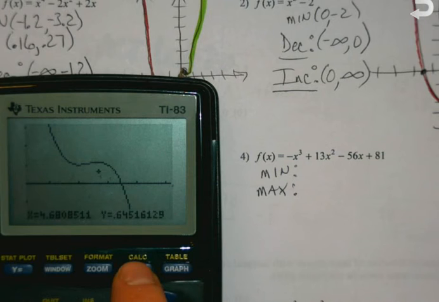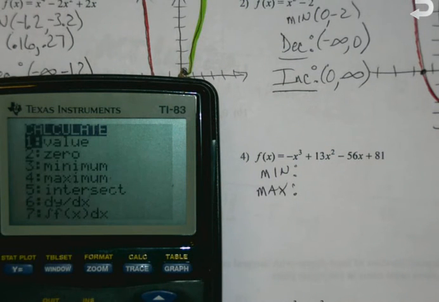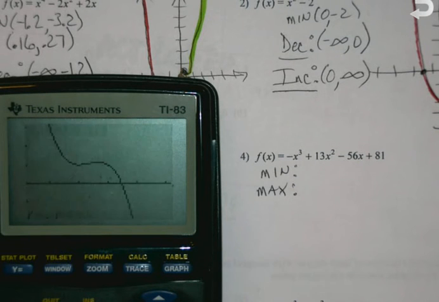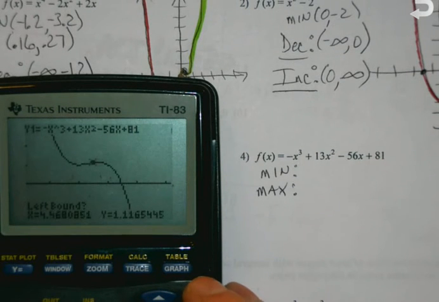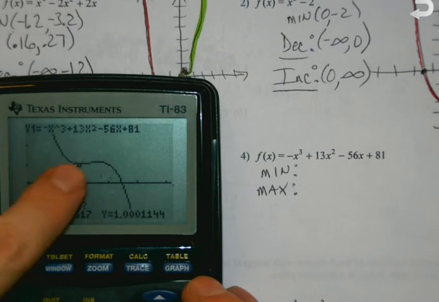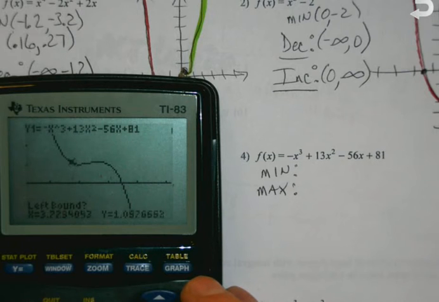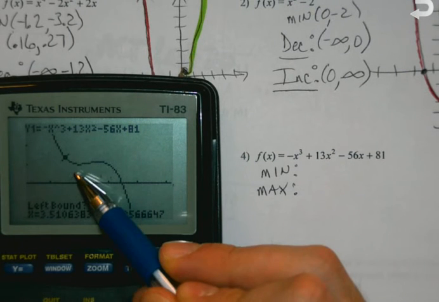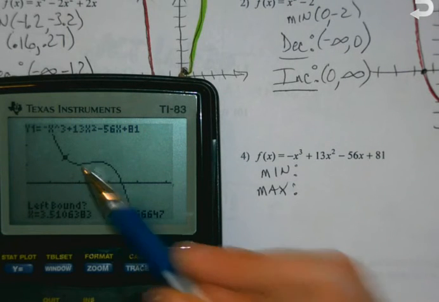So I'll still do second, and I'm going to go back to trace, because I have to get my calculate menu up. And what we're going to end up doing here, we'll look for our minimum first. We're looking for our valley. So we're going to scroll back to the left here, where it looks like my minimum is going to end up. But again, since I'm trying to trap that point, I want to make sure that I get it moving over to the left. So anywhere to the left of my supposed minimum here, we'll hit enter.